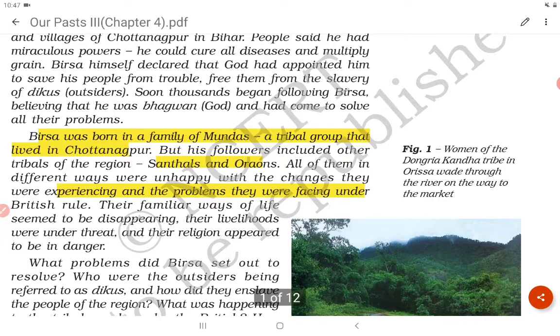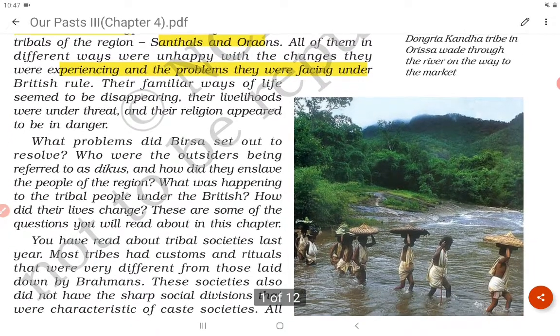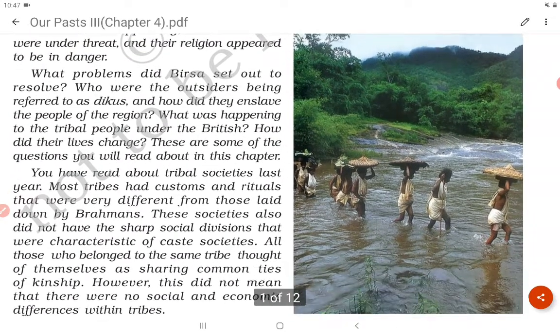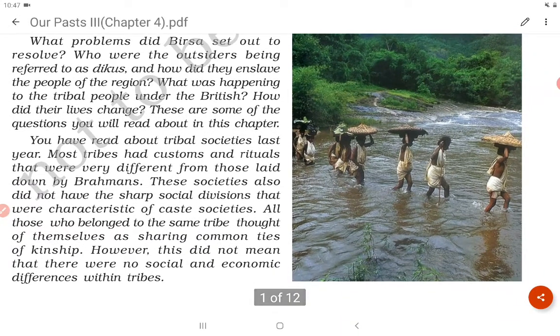What problems did Birsa set out to solve? Who were the outsiders being referred to as Dikus, and how did they enslave the people of the region? What was happening to the tribal people under the British? How did their lives change? These are some of the questions you will read about in this chapter.